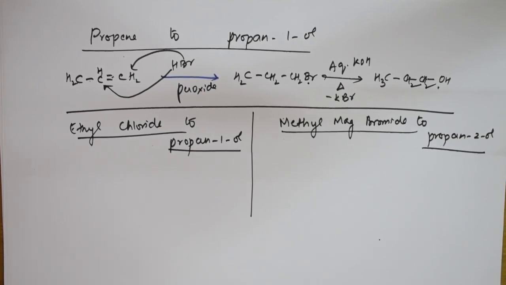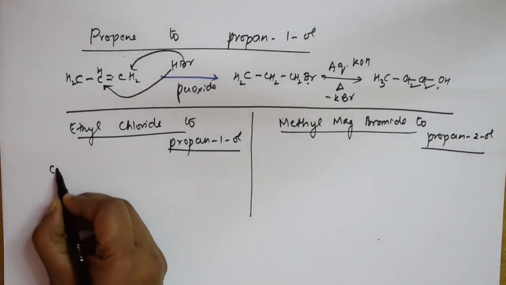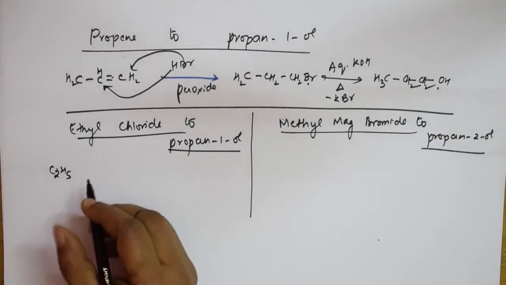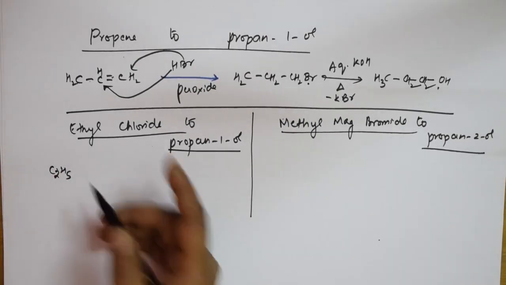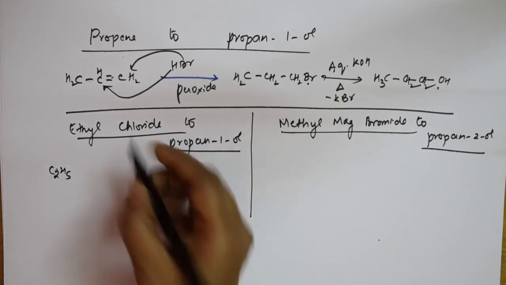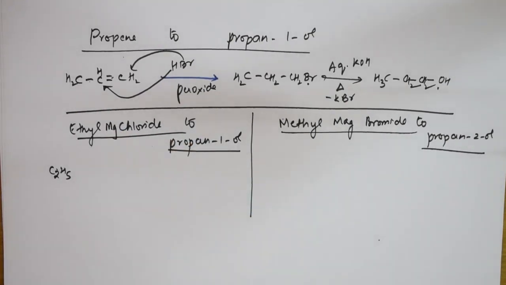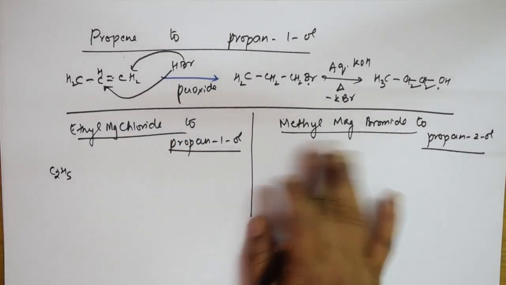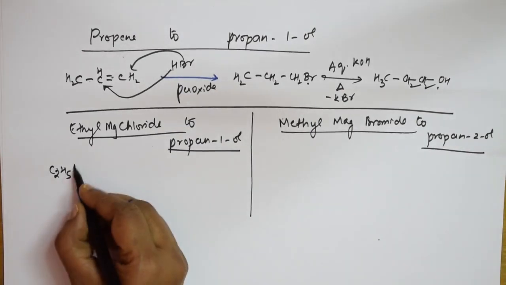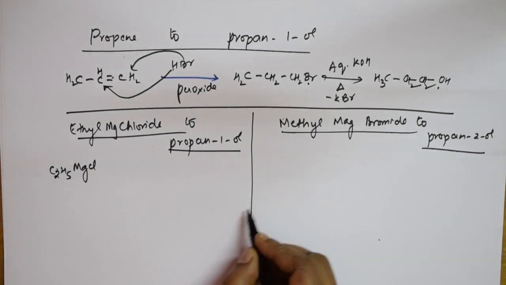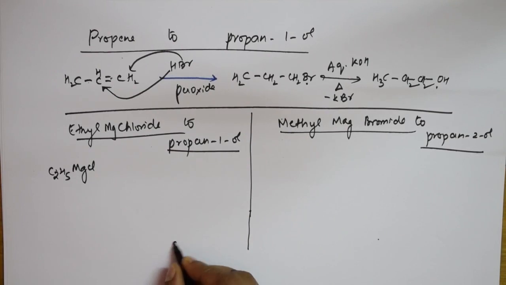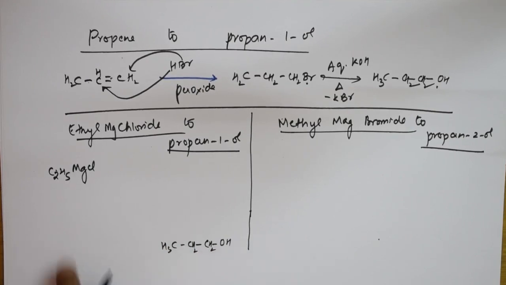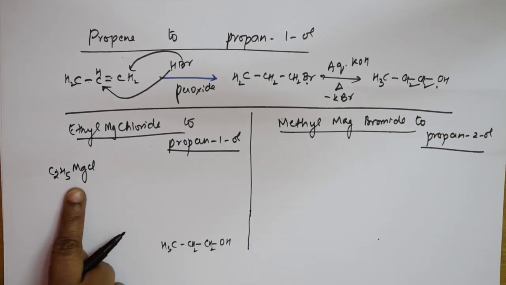Let us write the formula. I'm sorry, here it is ethyl magnesium chloride, C2H5MgCl. Here magnesium bromide, methyl. What should I convert it into? I need to convert it into propan-1-ol. This is your propan-1-ol, CH3CH2CH2OH. Okay, now see here, this is Grignard's reagent.